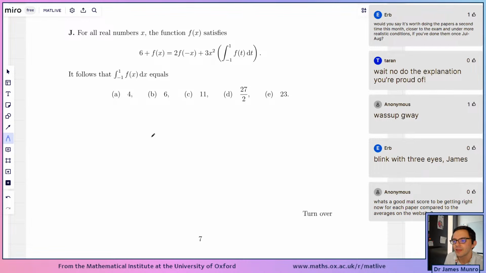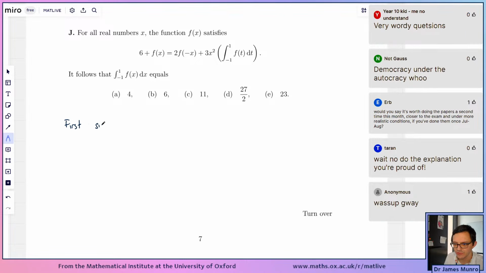So here we go. We've got an equation here that involves f of x and f of minus x. It also involves the integral from -1 up to 1 of f of x. This is a bit weird. We're just looking for the value of that number, and first surprise. Maybe it's a surprise, maybe not.